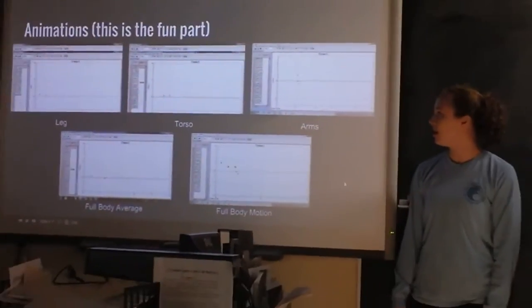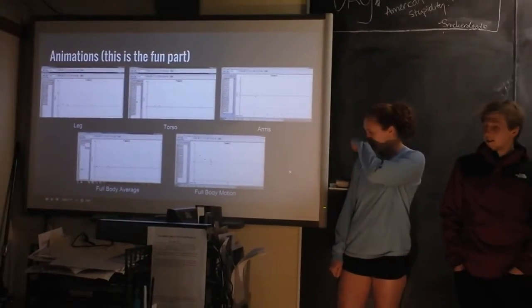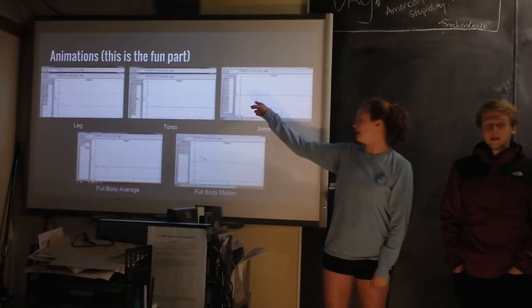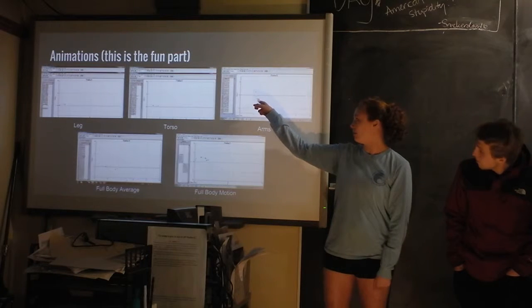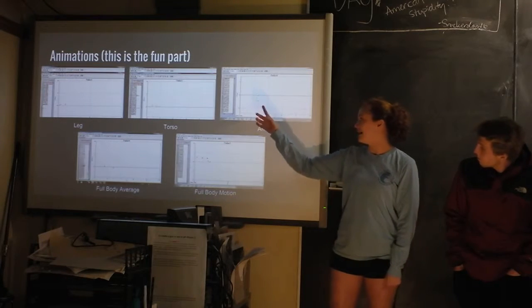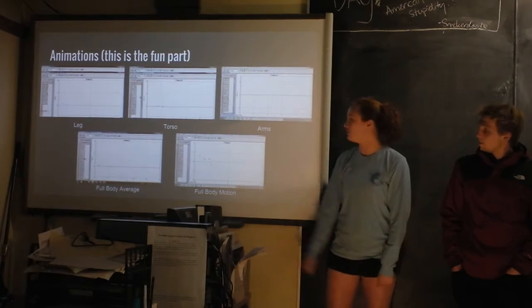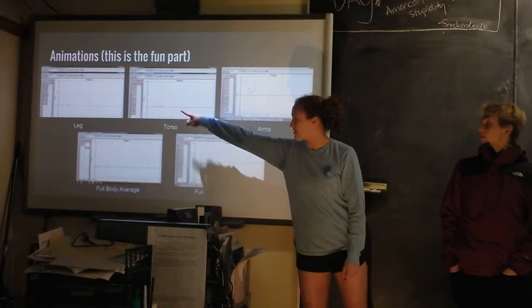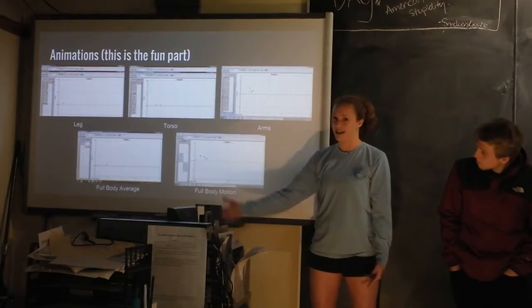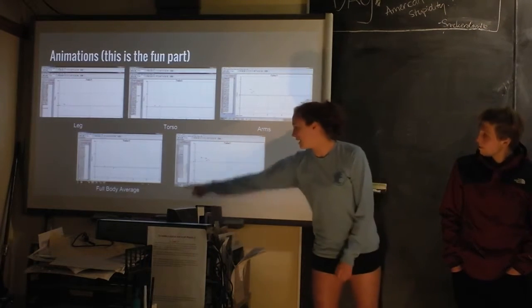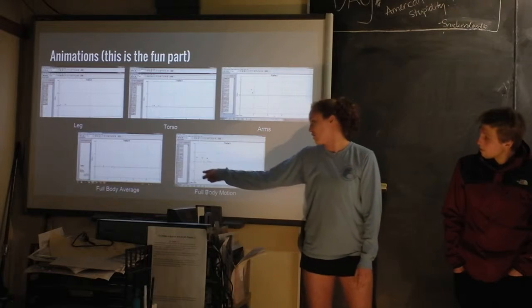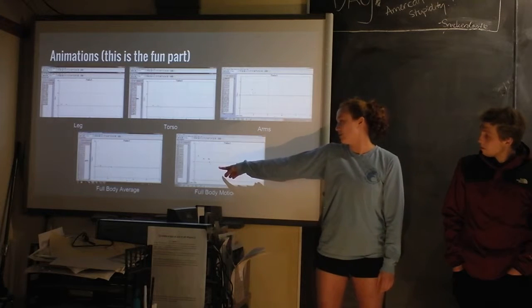But so we made animations for each part of my body. So this is my elbow, and then my wrist and my shoulder, and we did it by frames, and so we were able to get it to move. And then there's my torso, and we only did one of my legs, and then we did our full body, or my full body average, and then we put them all together and created this.